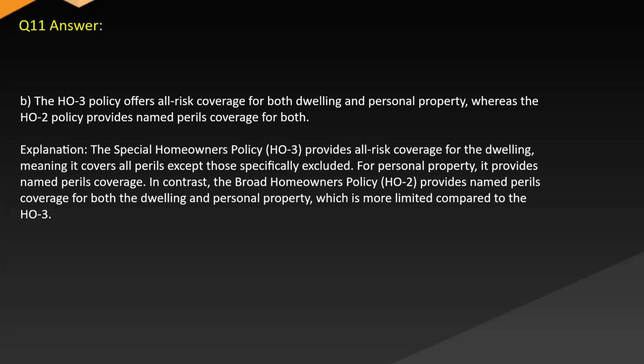Answer. B. The HO3 policy offers all-risk coverage for both dwelling and personal property, whereas the HO2 policy provides named perils coverage for both. Explanation. The special homeowners policy HO3 provides all-risk coverage for the dwelling, meaning it covers all perils except those specifically excluded. For personal property, it provides named perils coverage. In contrast, the broad homeowners policy HO2 provides named perils coverage for both the dwelling and personal property, which is more limited compared to the HO3.